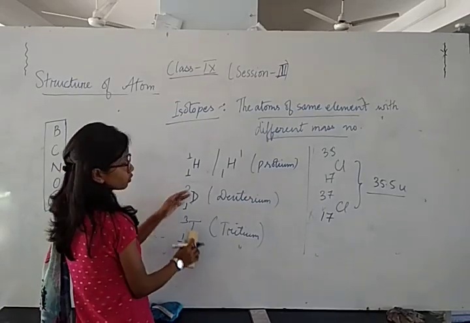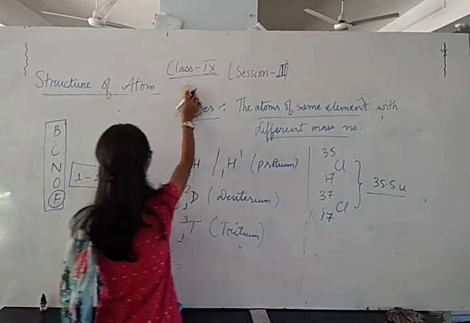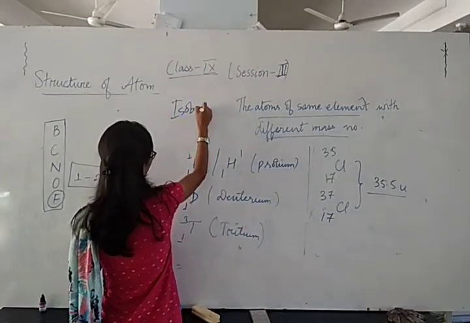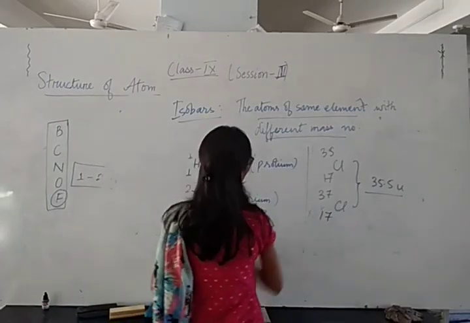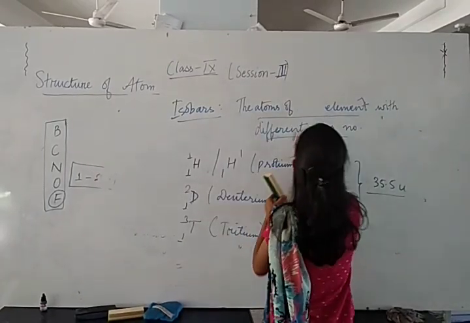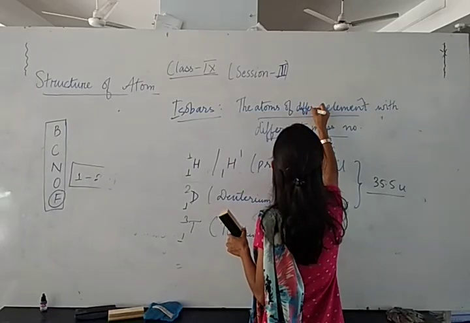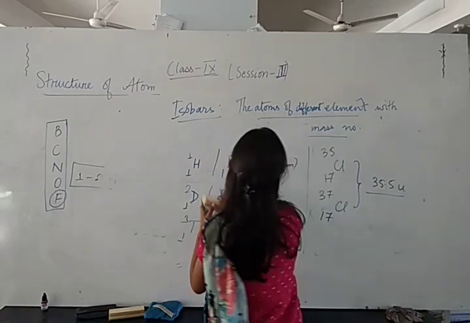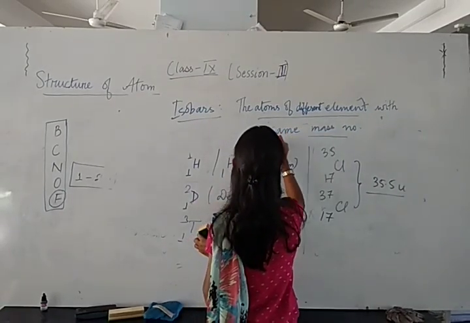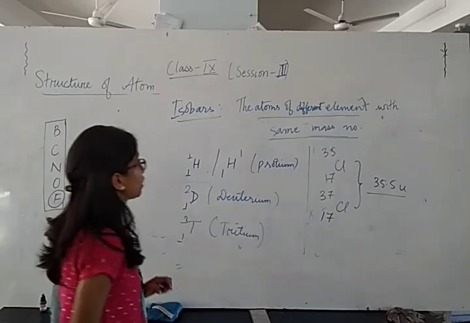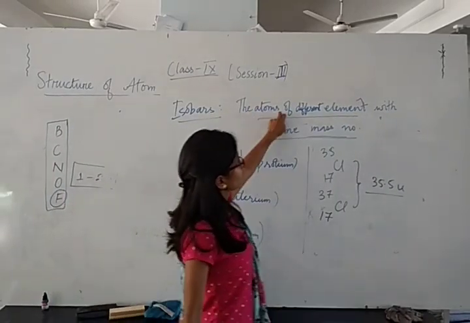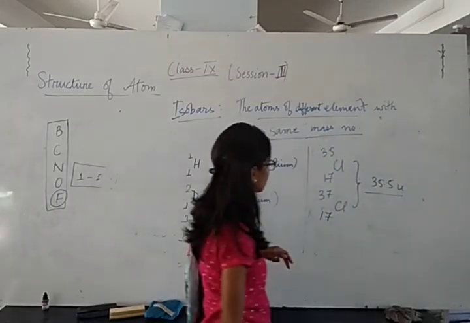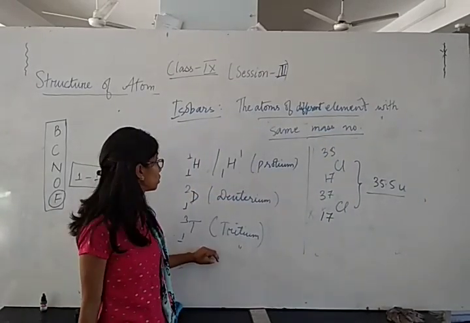Next, you can pause the video, I am rubbing it out. Now the next question comes: what are isobars? Isobars are atoms of different elements with the same mass number. Atoms of different elements with the same mass number are known as isobars.